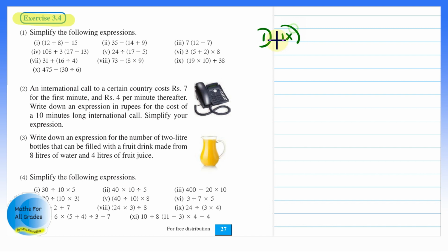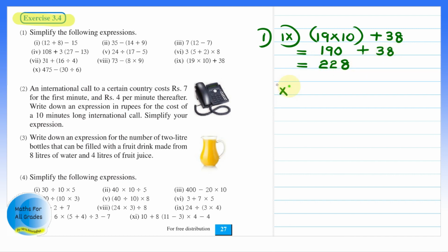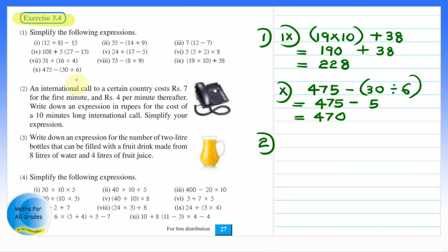Problem number 9. 19 times 10 plus 38. 19 times 10 equals 190. 190 plus 38 equals 228. Problem number 10. 475 minus, open a bracket, 30 divided by 6. Let's solve the brackets first. 30 divided by 6 equals 5. 475 minus 5 equals 470.